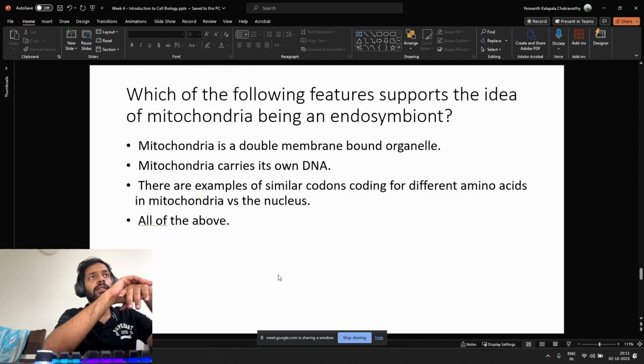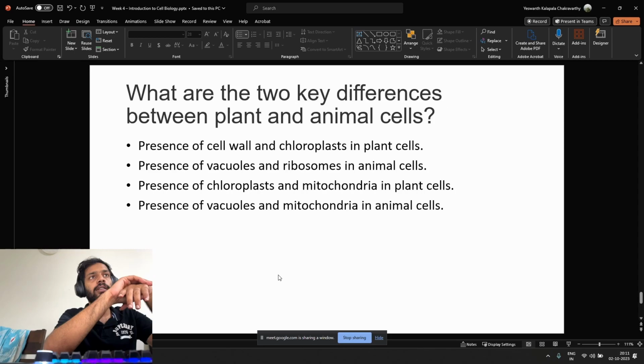Okay. Which of the following features supports the idea of mitochondrion being an endosymbiont? Mitochondria is a double membrane bound organelle. Mitochondria carries its own DNA. There are examples of similar codons coding for different amino acids. All of the above. Yeah. So essentially, all of these observations led to the justification of the endosymbiont theory.